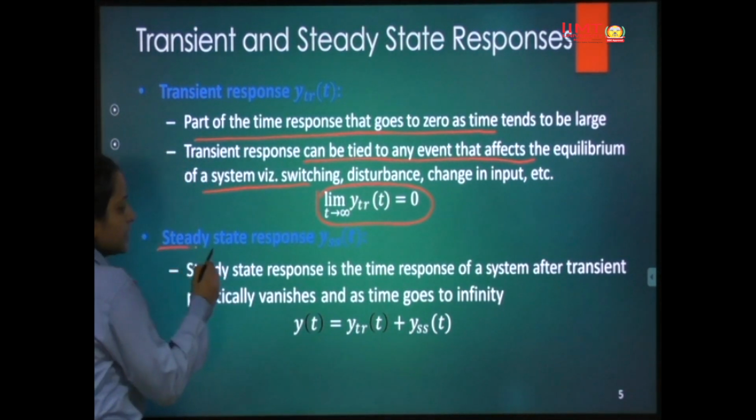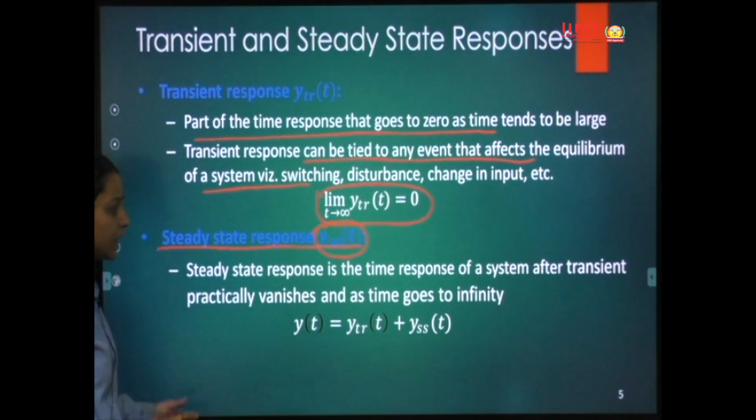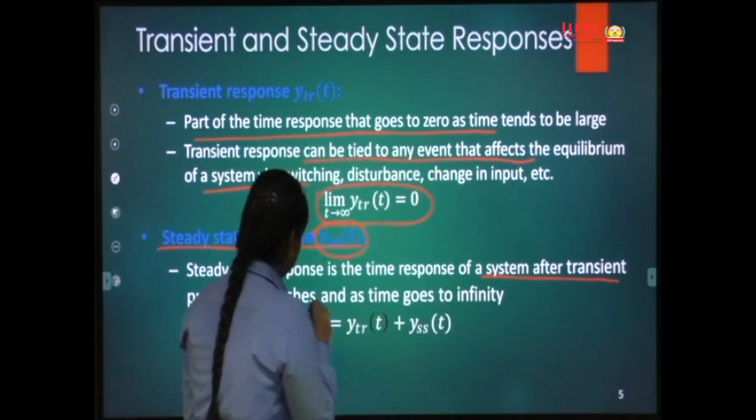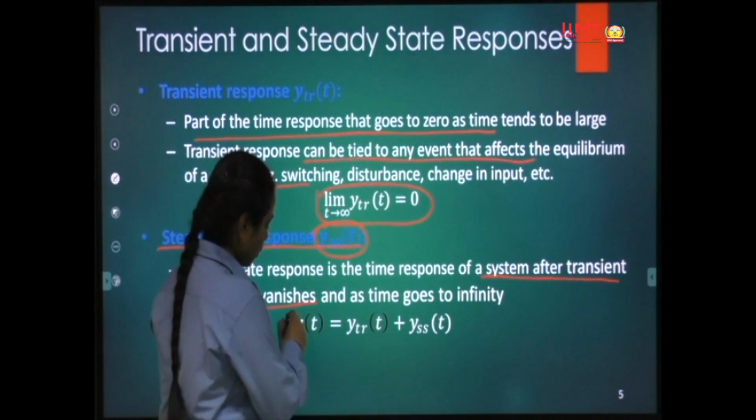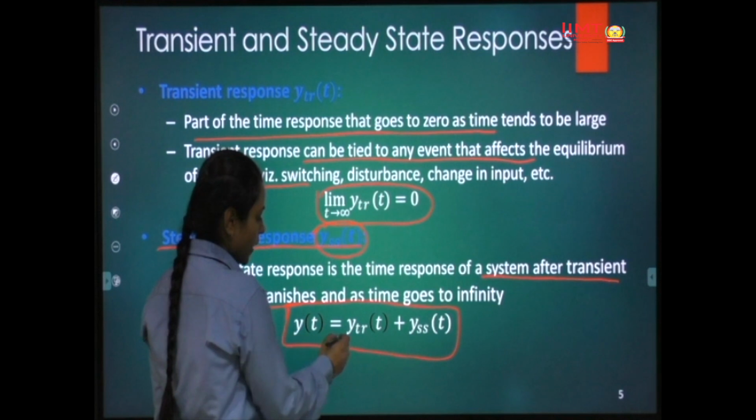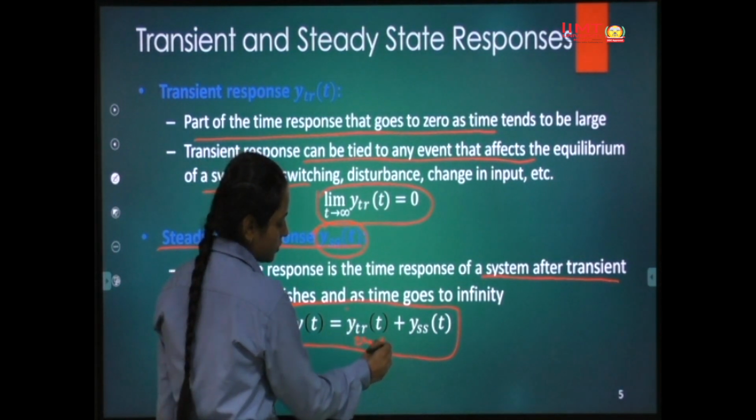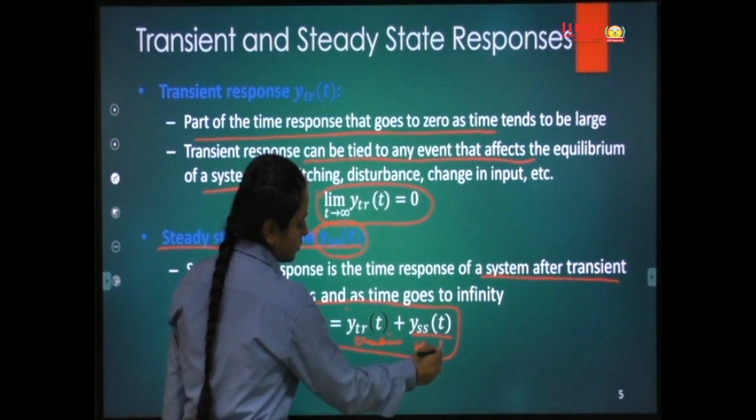Another is steady state response. This is denoted by Y_SS. It is the time response of a system after the transient part vanishes and the time goes to infinity. So the overall time response would be equal to Y_TR, which is the transient response, plus Y_SS, which is the steady state response.